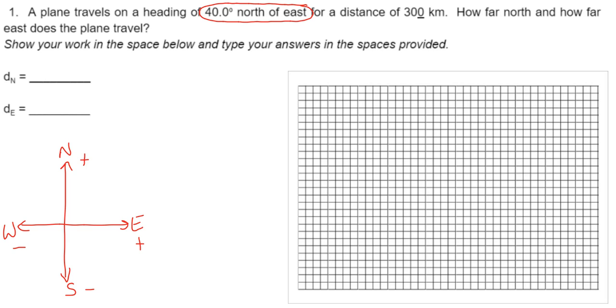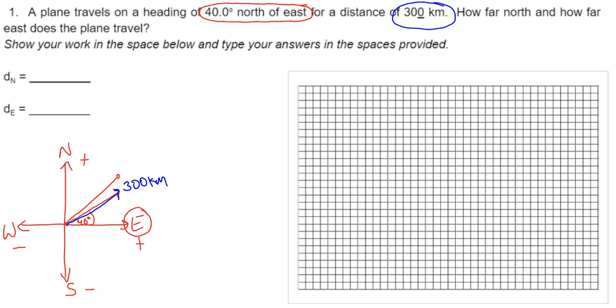So if we're going north of east, so this is our east right here, we're going north of east, on the north side of east, at 40 degrees, so slightly less than halfway. If that is 45 degrees right in the middle, then this right here is going to be 40 degrees. So we have a plane traveling on a heading 40 degrees north of east for a distance of 300 kilometers. The total distance of this vector, 40 degrees north of the east, is 300 kilometers.